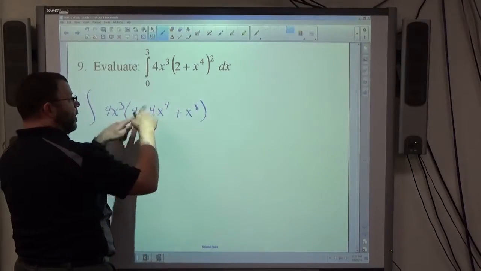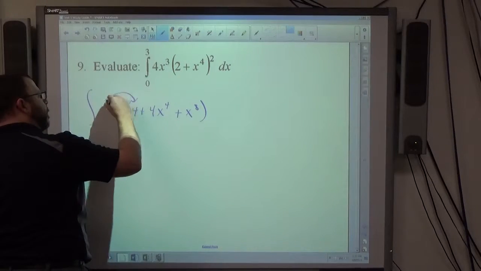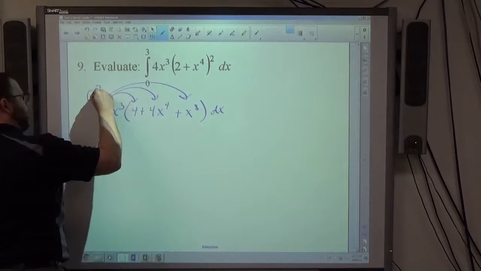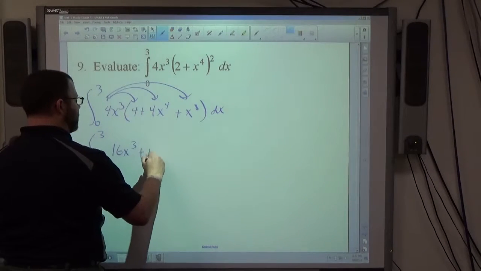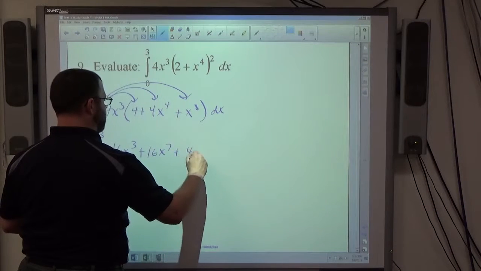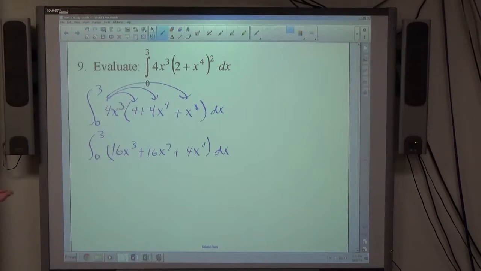So I just square that: square the first, double the product, square the second, and then distribute the 4x cubed through. I get 16x cubed plus 16x to the 7th plus 4x to the 11th. Okay. And now it's a polynomial function.